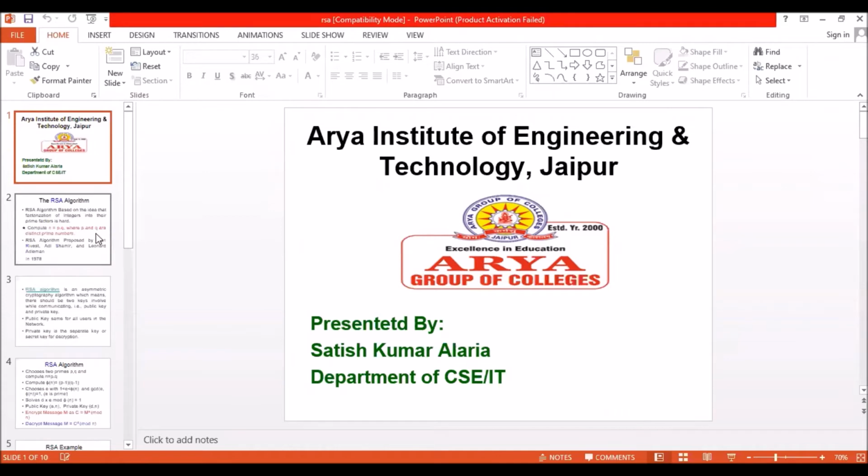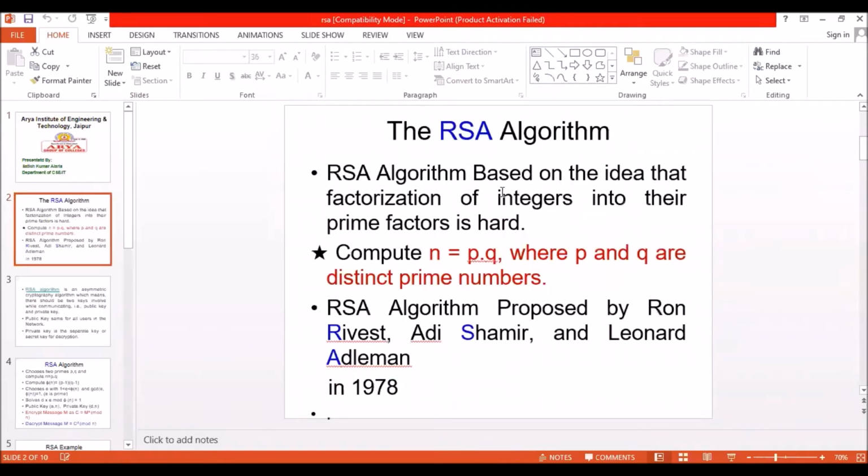I am here to present my topic on the RSA algorithm. First of all, we discuss the RSA algorithm. Basically, the RSA algorithm is based on the idea that factorization of an integer into its prime factors is hard. Second, in the RSA algorithm, we compute two prime numbers p and q. These are distinct prime numbers.